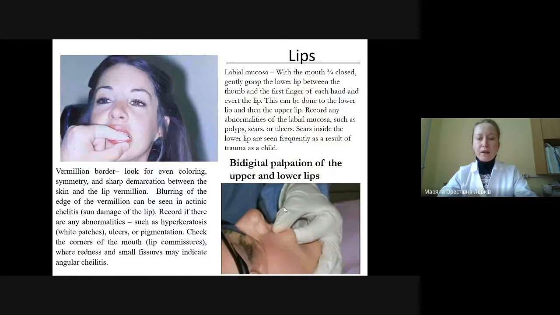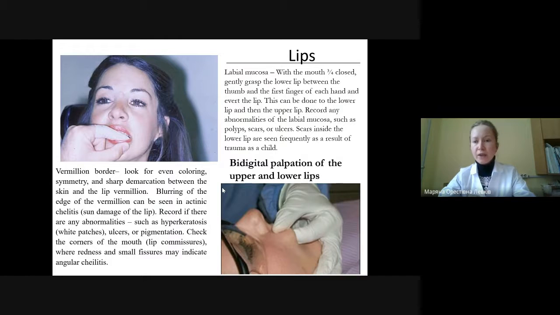Lips. It is another anatomical structure that should be checked both visually and by palpation. So the vermilion border should be checked for even coloring, symmetry, and sharp demarcation between the skin and the lip vermilion. Blurring of the edge of the vermilion can be seen in actinic cheilitis. Record if there are any abnormalities such as hyperkeratosis, ulcers, or pigmentation. Check the corners of the mouth, where redness and small fissures may indicate angular cheilitis.